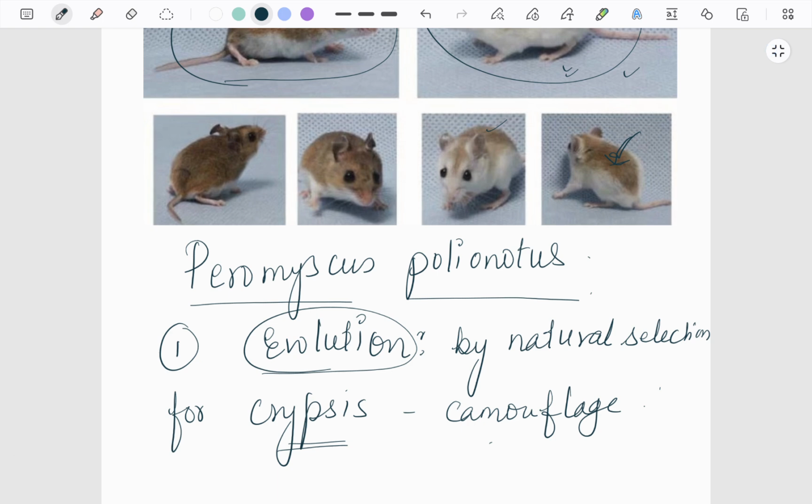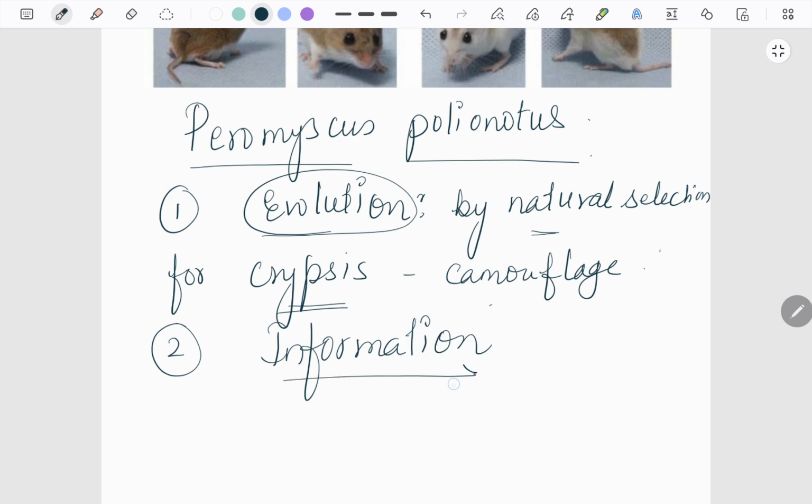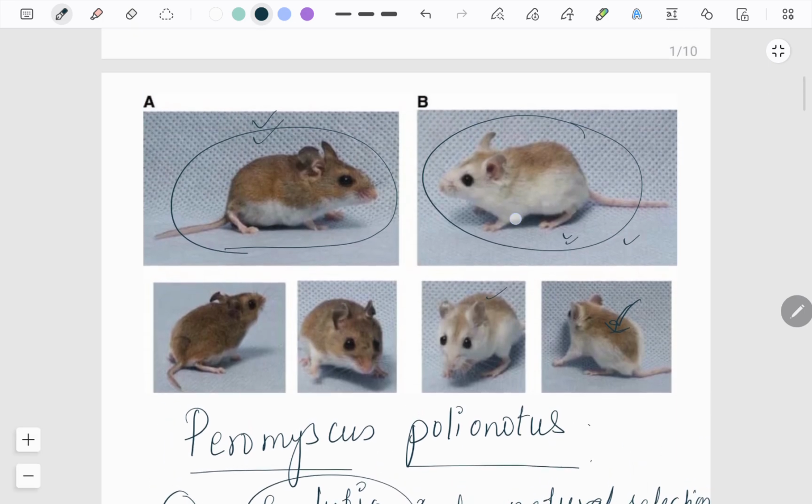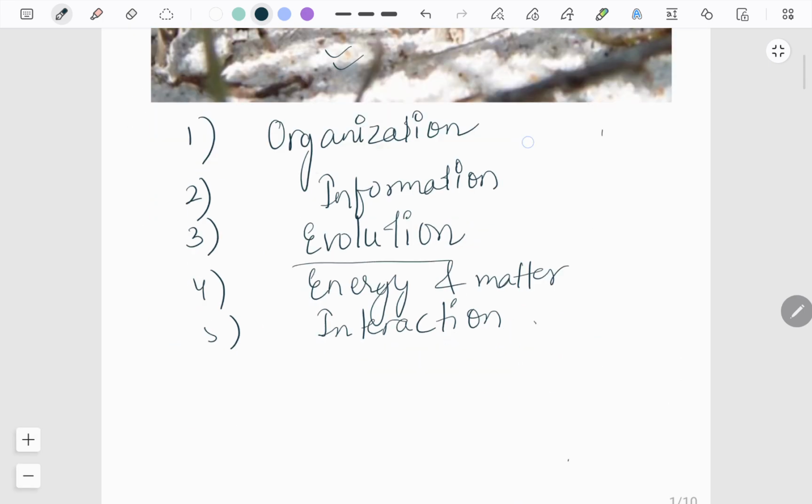Okay friends, I came back. Now what is the basis for this natural selection? Where is the information stored? In DNA. So next thing we can study is information. Where is this information stored? In the DNA. So that thing we can study here in the same beach mouse, right?